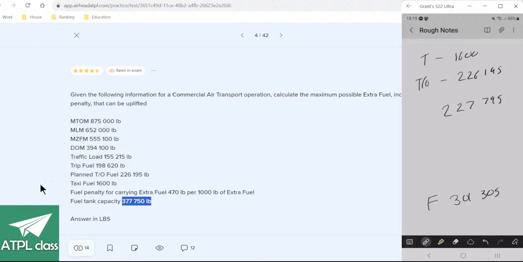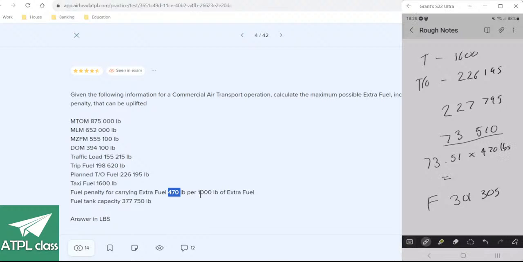With the extra mass that we're taking, our limit is here, between these two numbers, because the fuel tank is not limiting us. So 301,305 minus 227,795 gives us an extra fuel capacity of 73,510. But if we take all that, we're going to burn an extra 470 pounds of fuel per 1,000 pounds of fuel. So we're going to burn an extra 73.51, because that's how many thousands this is, times 470 pounds.